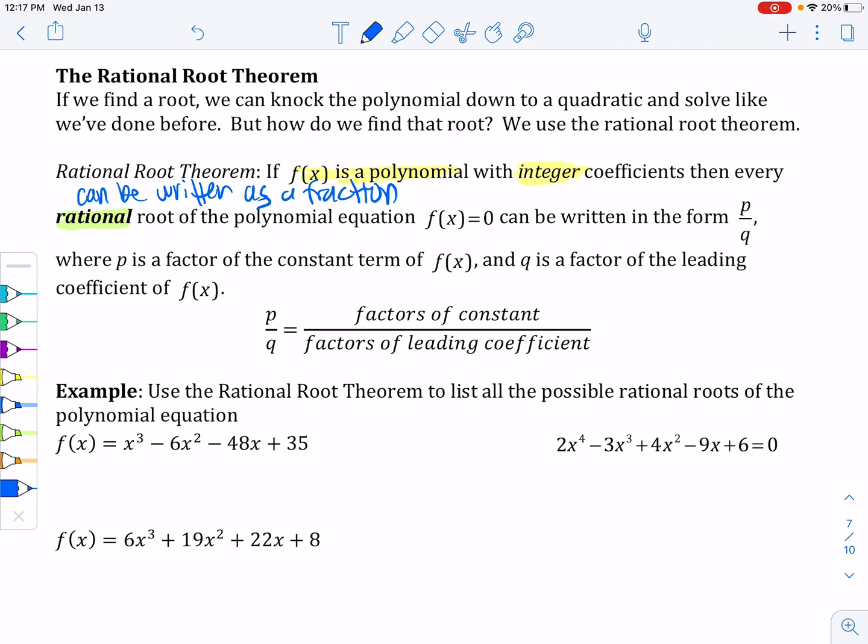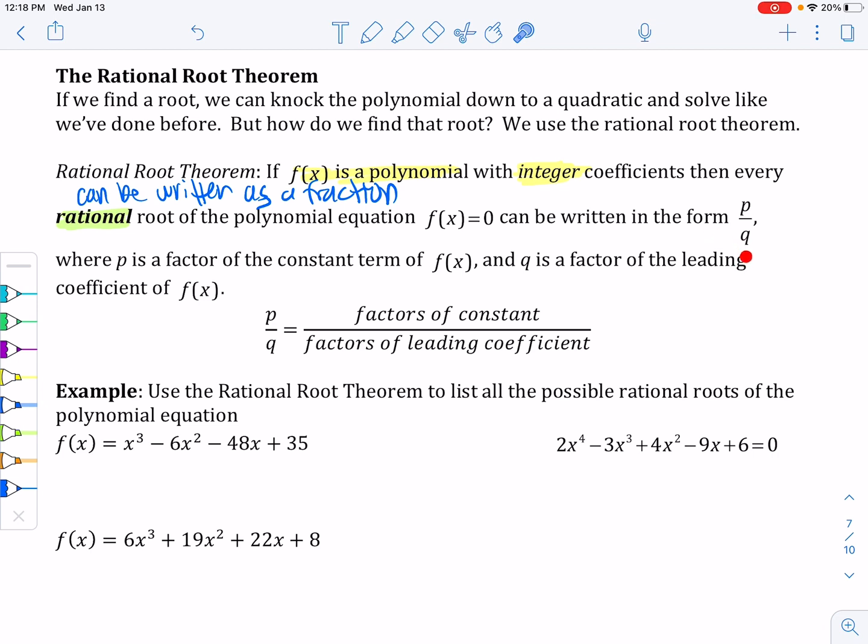Okay. You can't have numbers like pi. Pi is irrational. So anything that has a decimal that goes on for forever and isn't repeating doesn't work. Or your square roots, like the square root of 2, that has a decimal that goes on forever that's not repeating. So that's irrational.